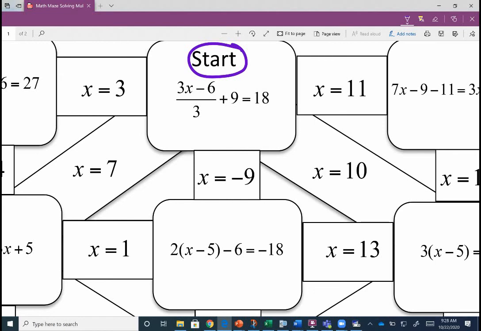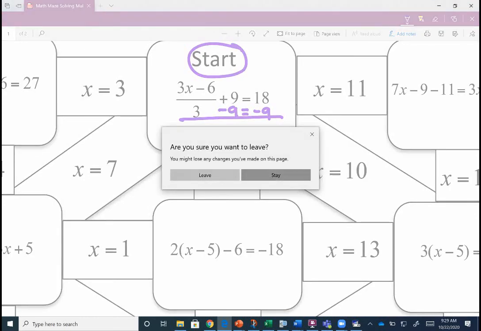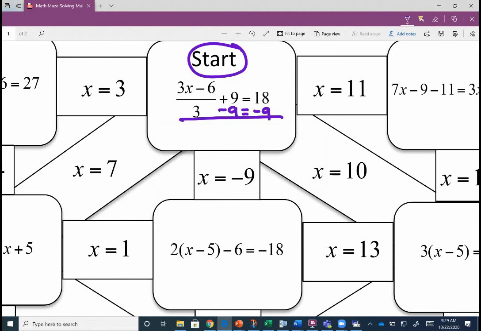Undo our addition first. So I'm going to subtract 9 from both sides. I'm just doing this on my screen so you can see which question I'm doing. You will probably run out of space. If I were you, I would do this on a separate sheet of paper so you don't have all of your work crammed into one little box. So after we subtract the 9, the left side is still 3x minus 6 divided by 3. And positive 9 minus 9 gives me my 0. 18 minus 9 is 9.